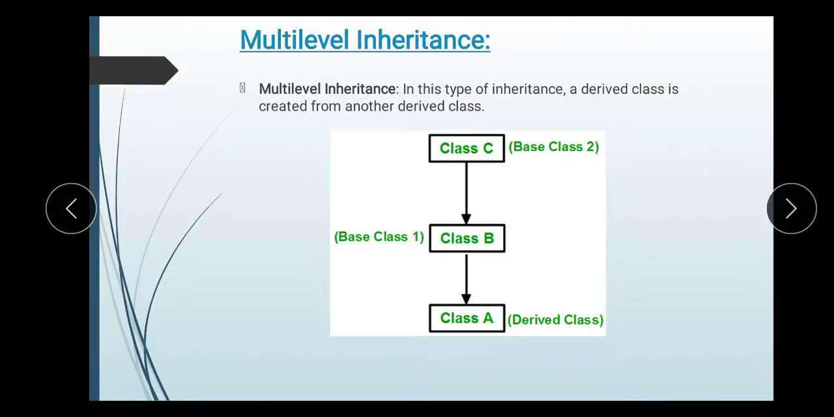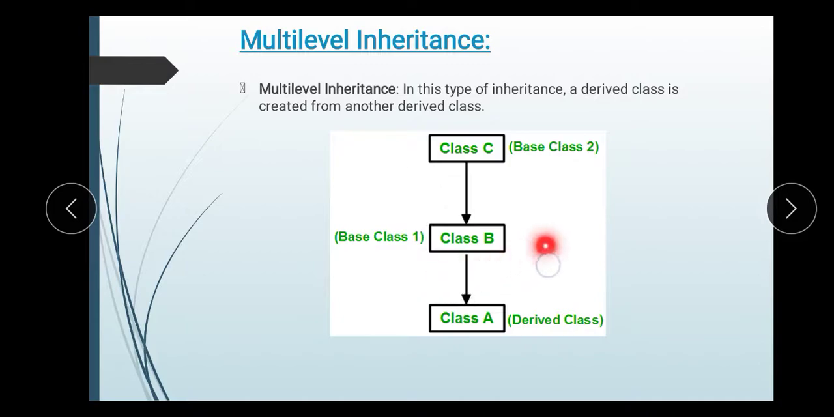Now next is multi-level inheritance. In this type of inheritance, a derived class is created from another derived class. In this figure I have shown you an example of multi-level inheritance. In multi-level inheritance, class C is a base class. Now class B is a derived class of class C, right? Whereas class A is derived from class B. That means class A is derived from another derived class, that is class B.